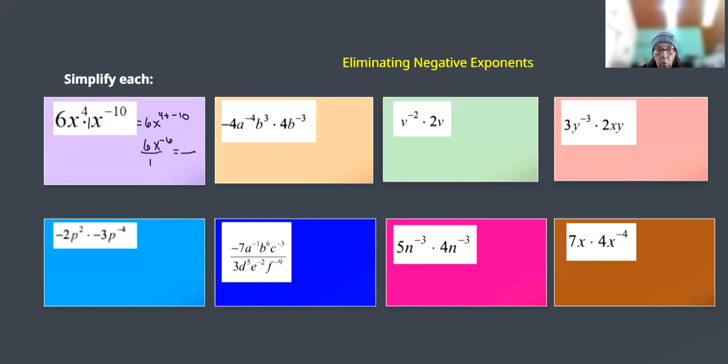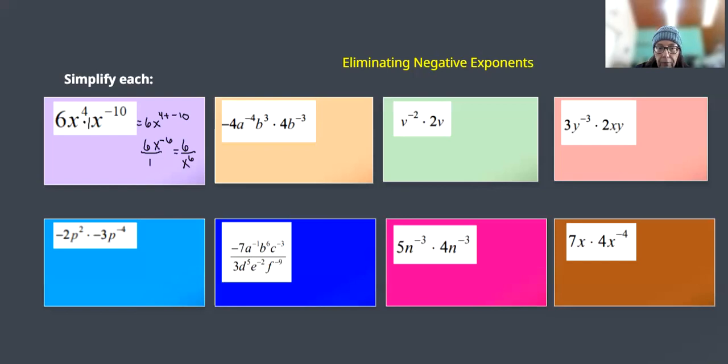The 6 is to the 1, so I can leave it alone. X to the negative 6 is on the top. When I put it on the bottom, it's positive, and we're done. See, we're putting two different rules together now, and I think you can handle it. All right, let's take a look at the next one.